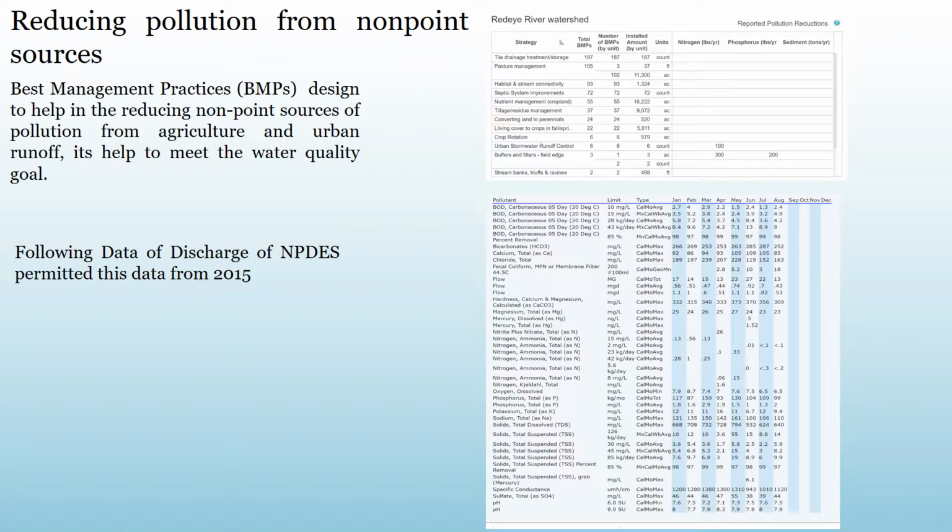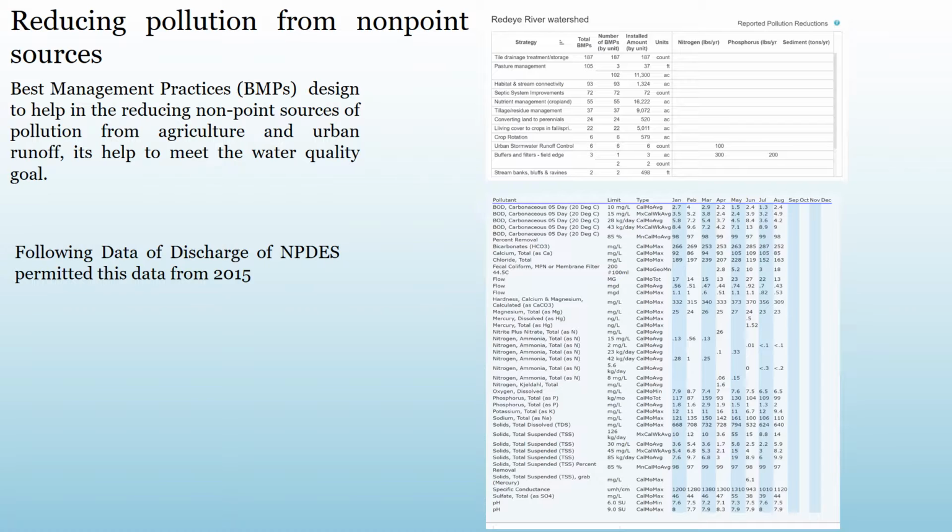Reducing the pollution from non-point sources. There is a method called BMP, best management practices, which is designed to help reduce non-point source pollution, such as agriculture and urban runoff, and it helps to meet the water quality goal.